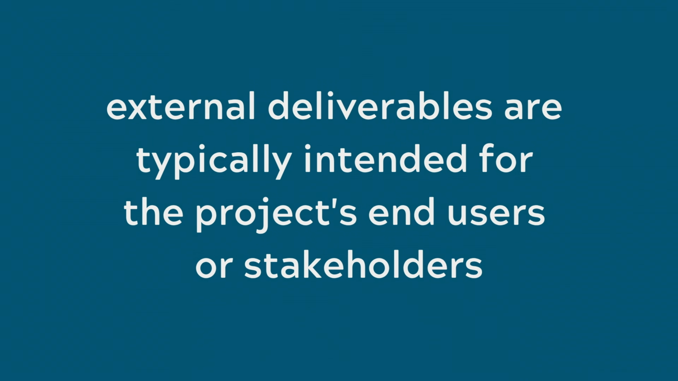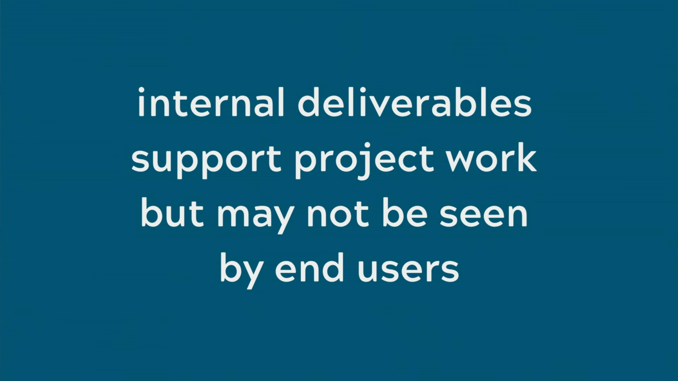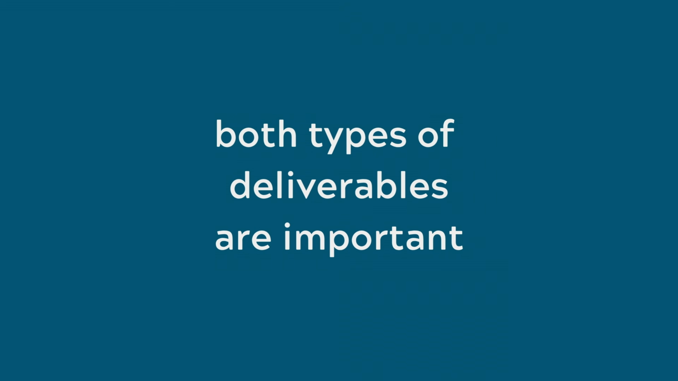Another useful distinction is the difference between internal and external deliverables. External deliverables are typically intended for the project's end users or stakeholders. For example, a new student orientation website might be an external deliverable because students will use it directly. Internal deliverables support project work, but may not be seen by end users. Examples might include project plans, requirements documents, testing reports, or training guides for internal staff. Both types of deliverables are important. Internal deliverables often create the foundation that allows external deliverables to be successful.